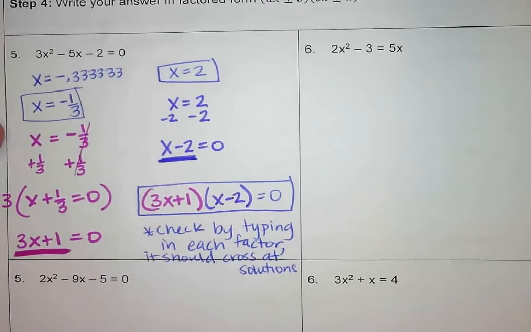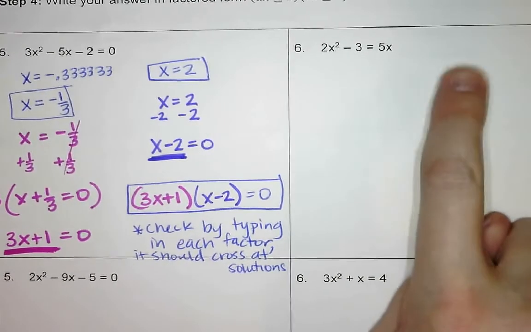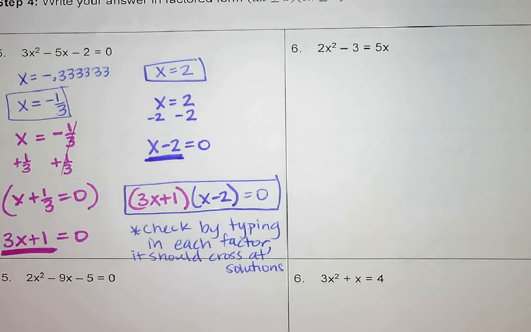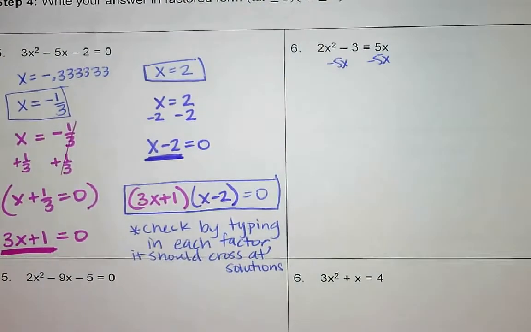So what I want you guys to do is on number 6, is this in standard form? It is not. So we need to subtract our 5x. I'm going to do this one with you guys, and then we're going to get to work on our stuff. So we are going to have 2x squared minus 5x minus 3 equals 0. Okay? And so we are not going to factor it. All right? We are going to find the solutions in the calculator.